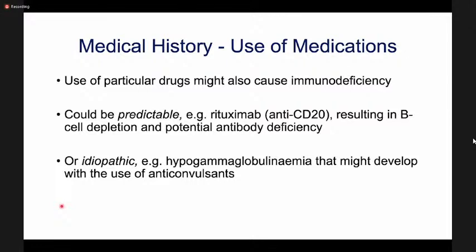Other thing in the history is the use of medications, and I mentioned that the immune deficiency could be predictable. For example, if you're using a drug like rituximab, which we know is a monoclonal antibody against CD20, so this would be targeting B cells. You want to deplete B cells in this patient. So of course, a patient who's been on a long course of rituximab will end up having an antibody deficiency. That goes without saying. But sometimes the immune deficiency can be because of an idiopathic effect of the drug. For example, some anticonvulsants would actually lead to hypogammaglobulinemia, but the mechanism of that is not really known.